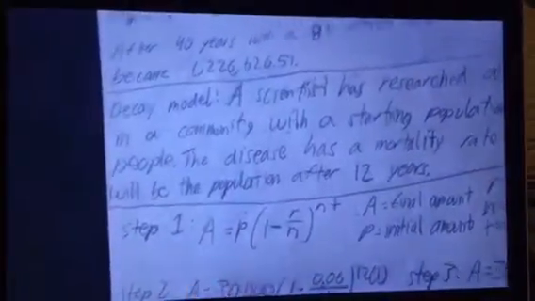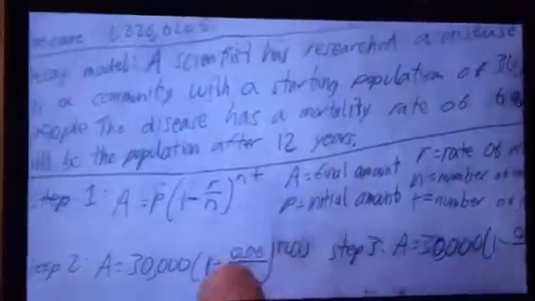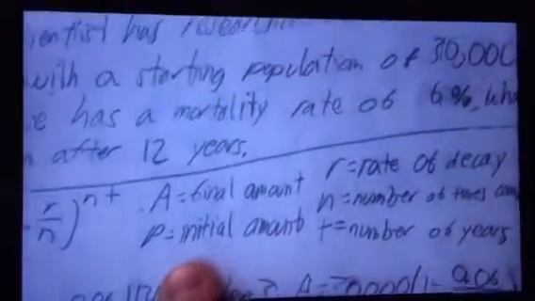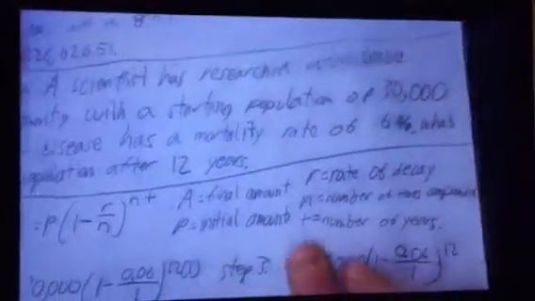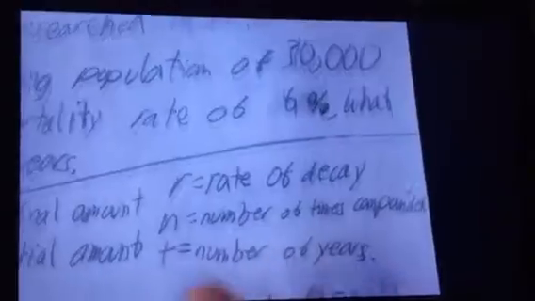So we have the equation A equals P multiplied by 1 minus r over n, to the power of n multiplied by t. A equals the final amount. The P right here equals the initial amount. The r equals the rate of decay. The n equals the number of times compounded, and the t equals the number of years.